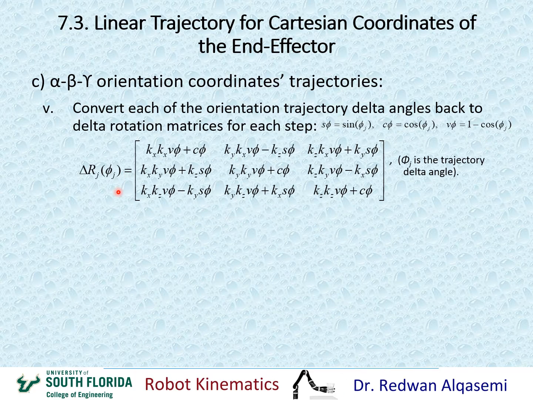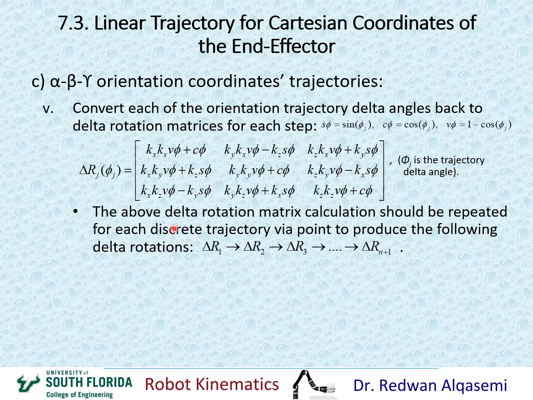Okay, so that delta rotation matrix is defined as follows. Delta Rj represents phi j, and phi j basically is the trajectory delta angle that we are taking for that particular step in the trajectory that we found from the previous slide. Okay, so we have all the elements here that we need for this matrix to be constructed: kx, ky, kz, and then V phi, cosine phi, all of these are defined here. So if we construct this delta R, or delta rotation matrix, then that would give me a rotation matrix that represents the orientation difference in my trajectory.